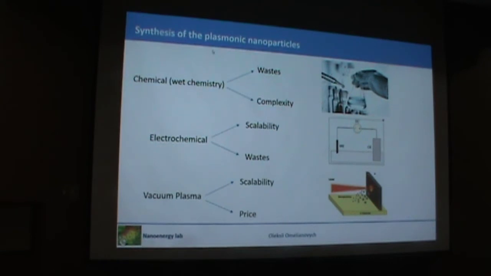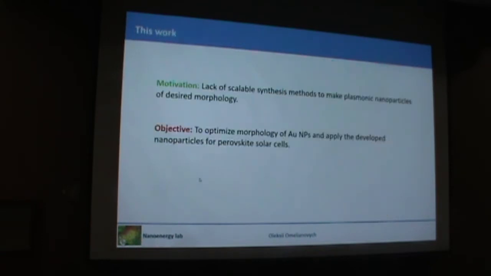There currently exist very many synthesis methods for plasmonic nanoparticles. Among the most popular ones are chemical wet chemistry, electrochemical, and vacuum plasma. Most of these methods have their own drawbacks: a tremendous amount of waste for wet chemistry, some complexity, scalability, and waste again, and scalability and price for vacuum plasma synthesis. The price issue is related to the more expensive vacuum equipment.